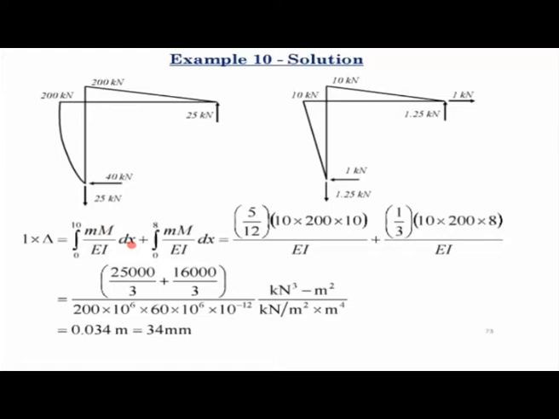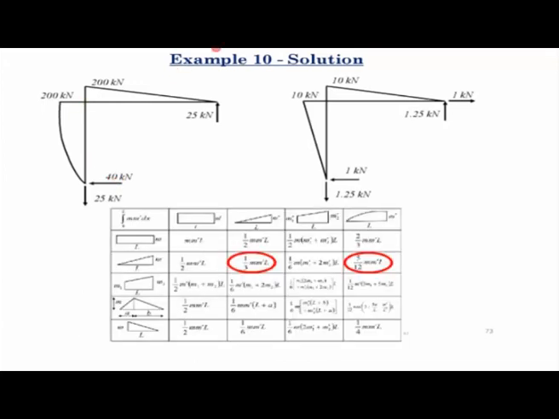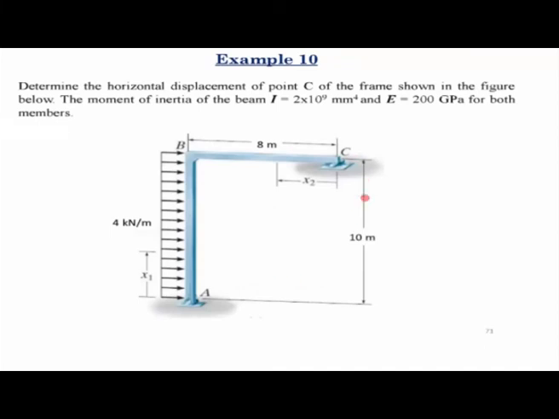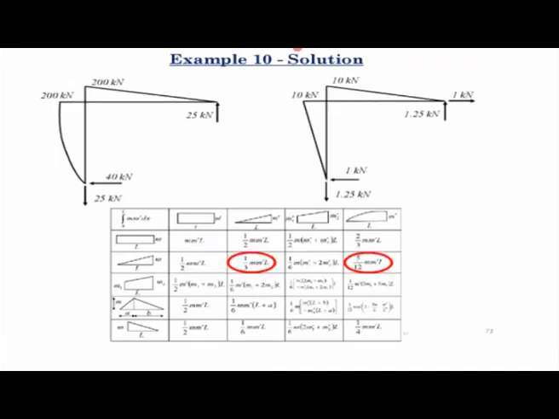If you integrate m m dash over dx, the formula would be 5/12 into 10 into 200, I'm sorry. This 10 is coming from the maximum value of this triangular distribution. This 200 is coming from the maximum value of the moment in the quadratic distribution. And this 10 is the length of this member. If you look back at the problem, this length is 10 and this length is 8.